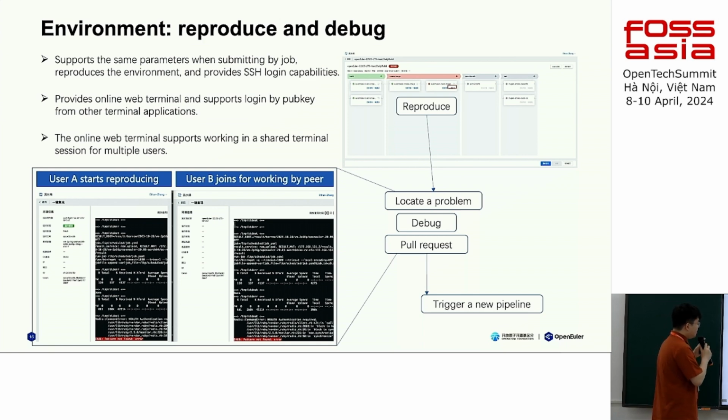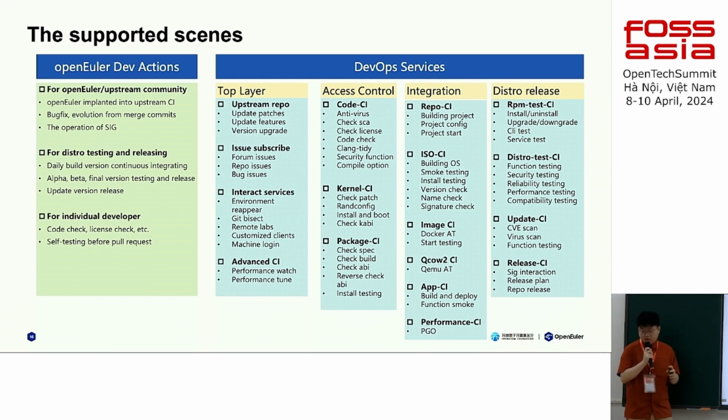And when you finish your debugging and make your pull request, updating your Git repo, the webhook event will trigger a new running record, and it will start a new round of testing. The target for EulerPipeline is to support all of these things.